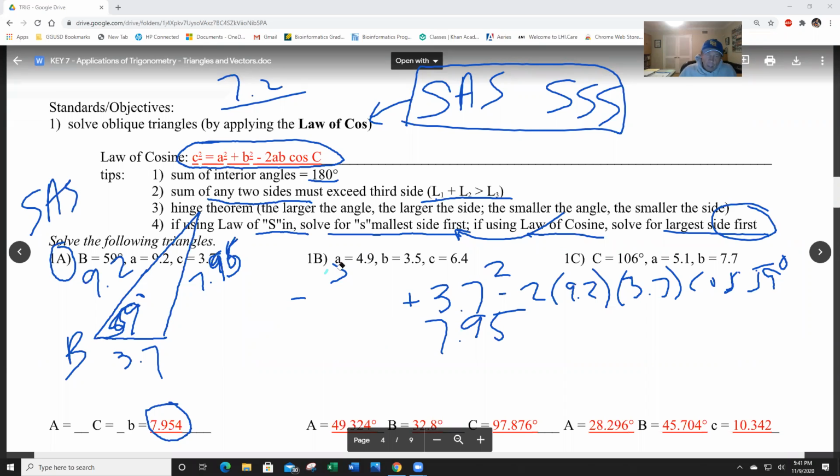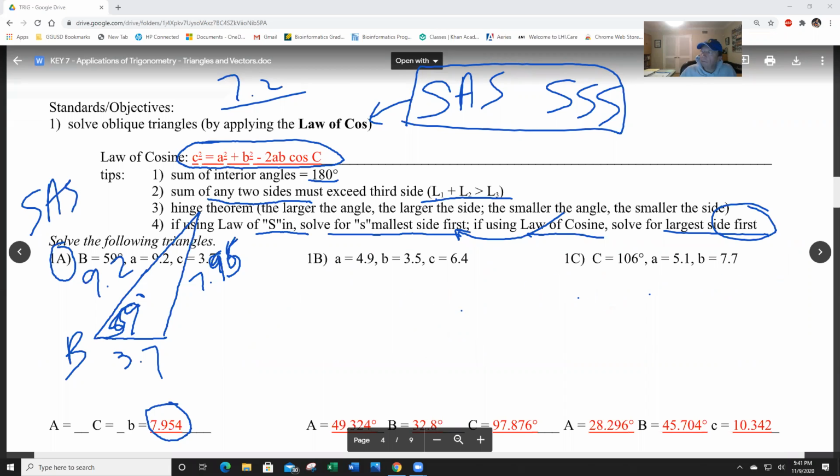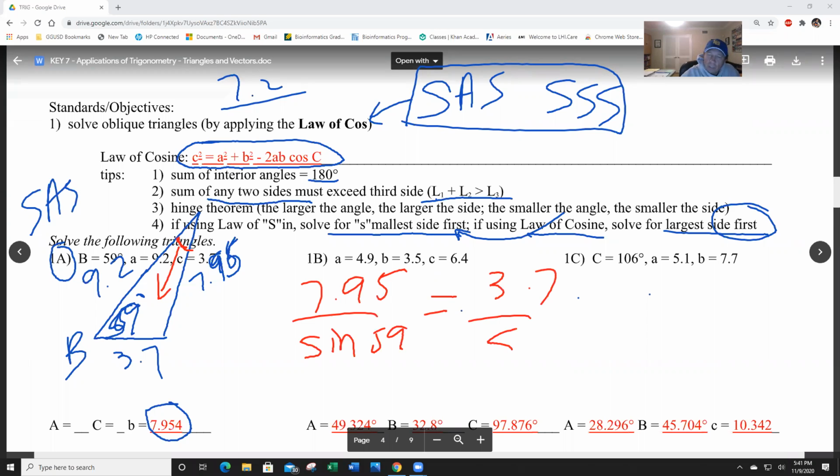Okay, now let me erase this part right here. Now that you have the third side, so now we have 3 sides and an angle. And I am going to go ahead and use the law of sines. I'm going to solve for the smallest side next. So in this case, remember the smallest angle is going to be opposite the smallest side, which is 3.7. Okay, it's pointing to that. So I'm just going to go ahead and set this thing up here. So 7.95 over the sine of 59 degrees is going to equal 3.7 over the sine of A.